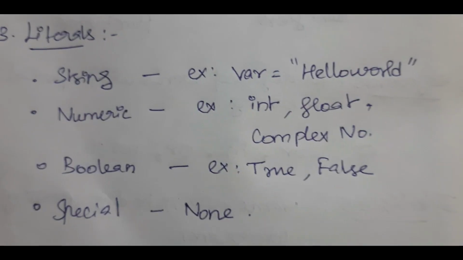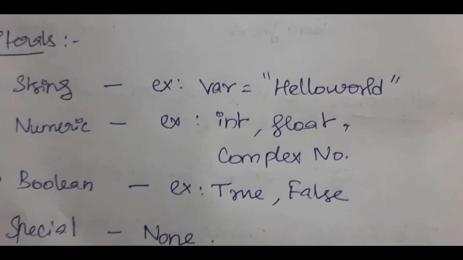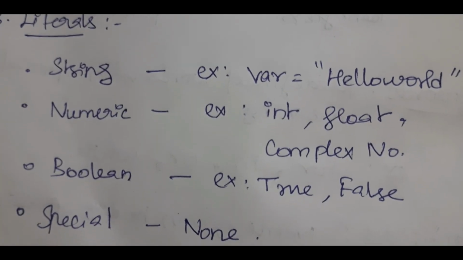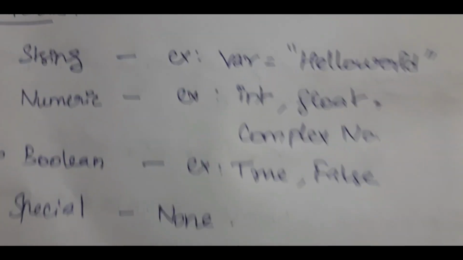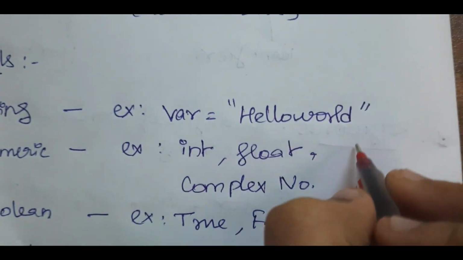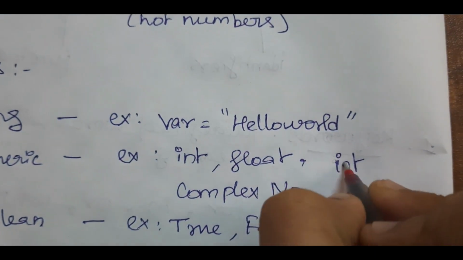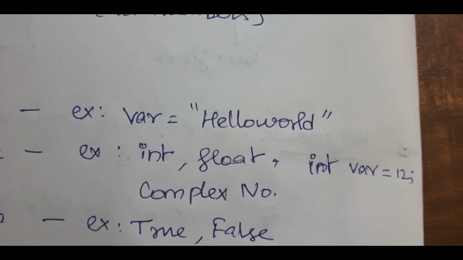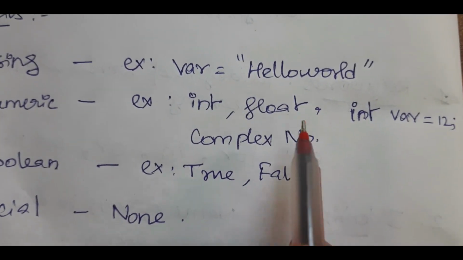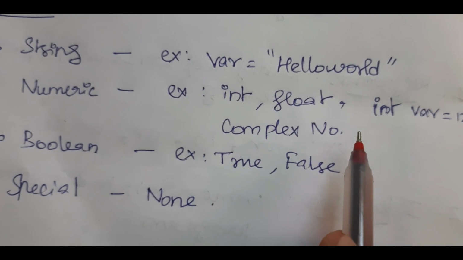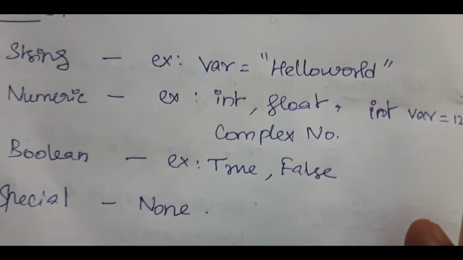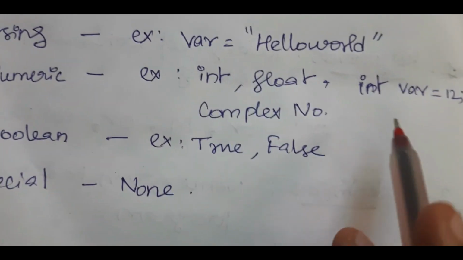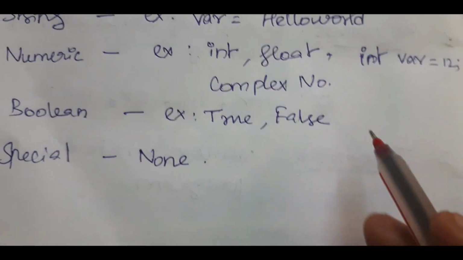And then come numeric literals. Numeric literals can be an int value, a float value, or a complex number value. An int value should be like a variable equal to 12 or something, a whole number kind of thing. And a float value should be in points, like a floating decimal. And then the complex number is represented in a plus b j form.